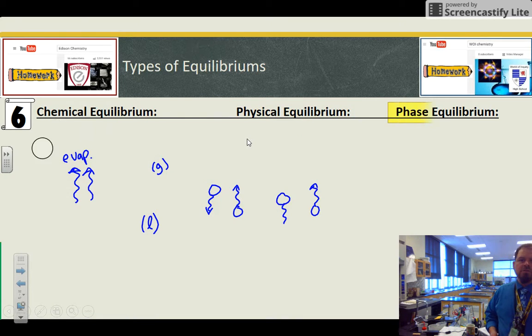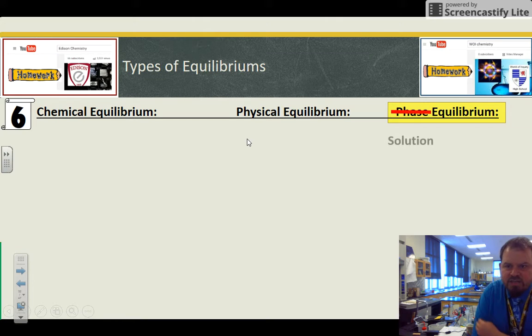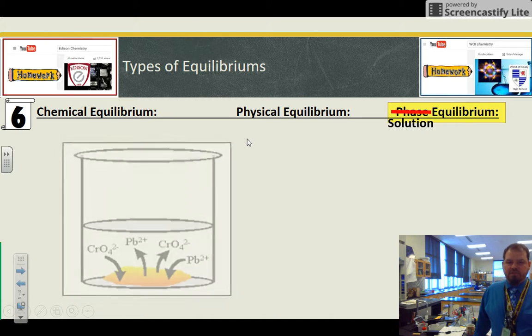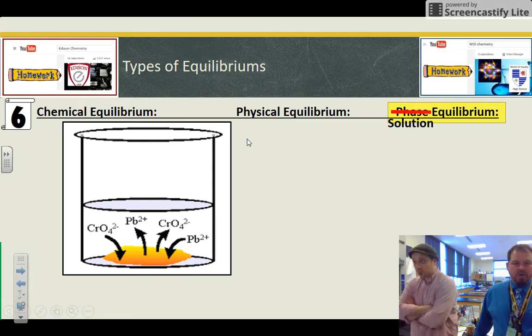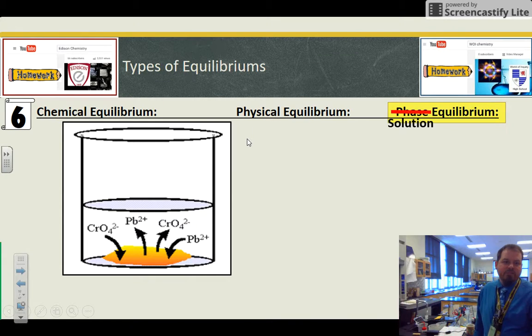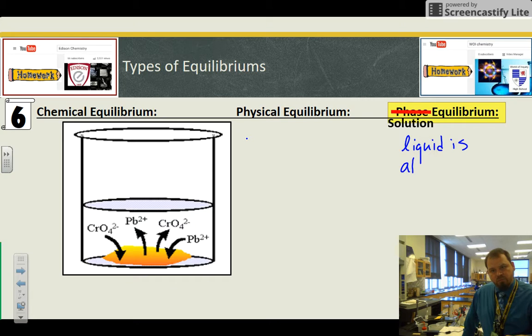And watch, we're going to take phase, cross it out, and write solution. Make sure you write that solution, because that's different. A solution equilibrium is different than a phase equilibrium. This is where we have this solution of lead chromate. And I've saturated the solution with lead chromate. So that solvent up top has got as much lead chromate in there as it can possibly have. But there's a little extra powder on the bottom, the crystal, if you will.